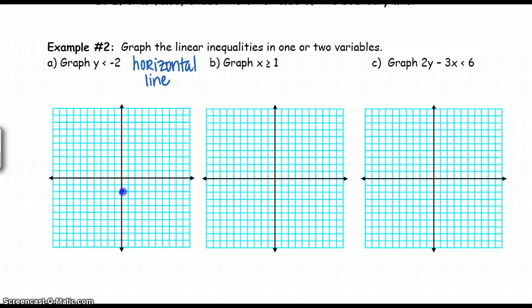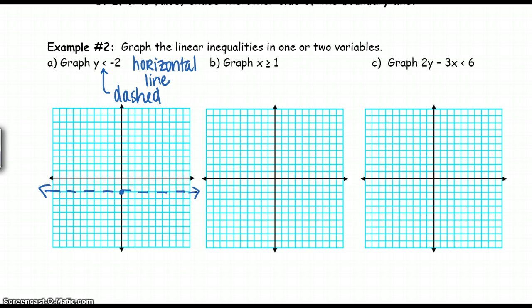So we know it's going to cross somewhere around here. We have to ask ourselves, is it going to be dotted or dashed, or is it going to be solid? Because it is a less than sign, it is going to be dashed. So we will put a dashed horizontal line right here.